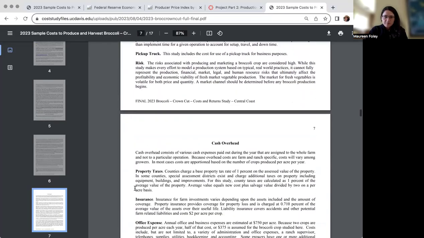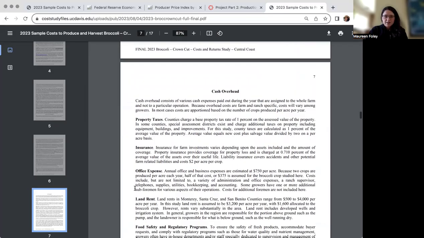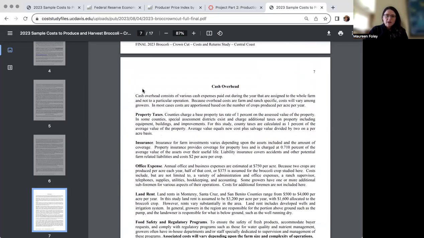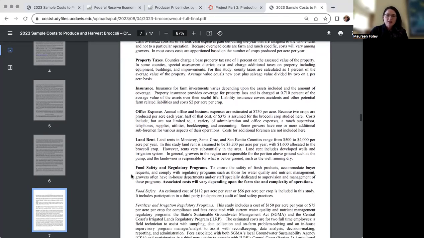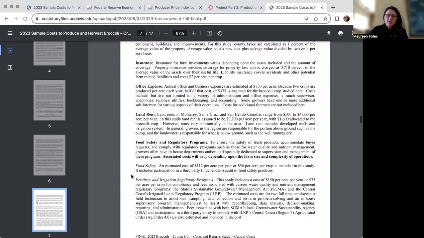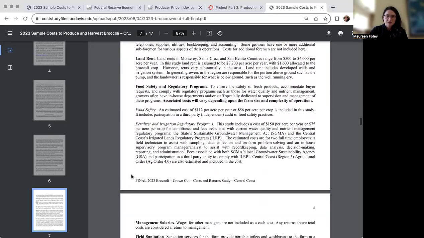And then overheads. So overheads are really like a lot of your fixed costs. So things that don't change with how much you're producing. So you have property taxes, insurance, office expenses, rent, participation in food safety programs. These are all overhead costs. They're all fixed costs.